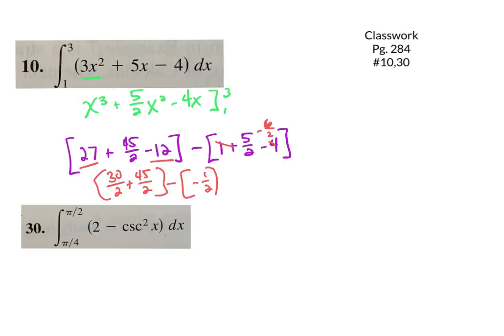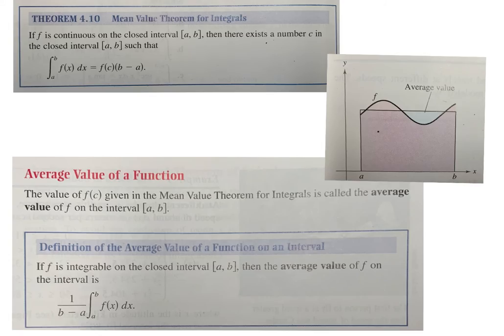So you have 74/2. Is that what I said? No. Yep. So it's going to be 76/2, which is 38. So the mean value theorem and average value of a function really go hand in hand.